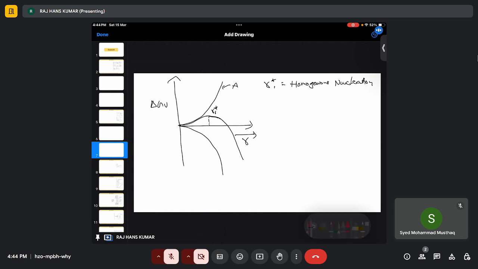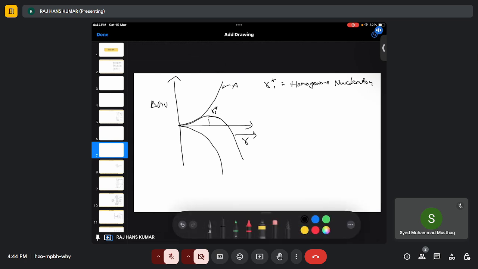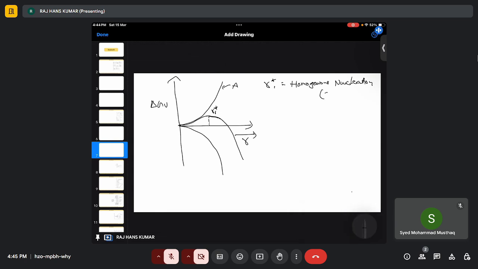Now, what about homogeneous nucleation and also coherent precipitates? What will happen to our r2 star if we again have the same type of nucleation but we have strain energy?